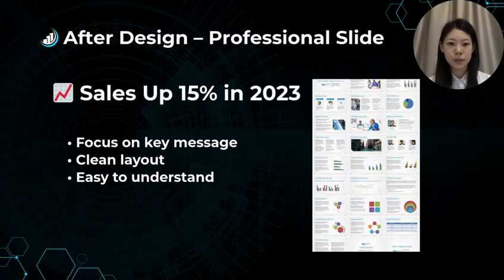This slide shows the after version with professional formatting. The key message is clear at first glance. There are fewer words, but the meaning is stronger. The audience can quickly understand the main business result. Good design helps to guide attention and reduce cognitive load. It helps the audience focus on what is important. This makes the presentation easy to follow and remember. This is how professional slide design improves the delivery of business information.